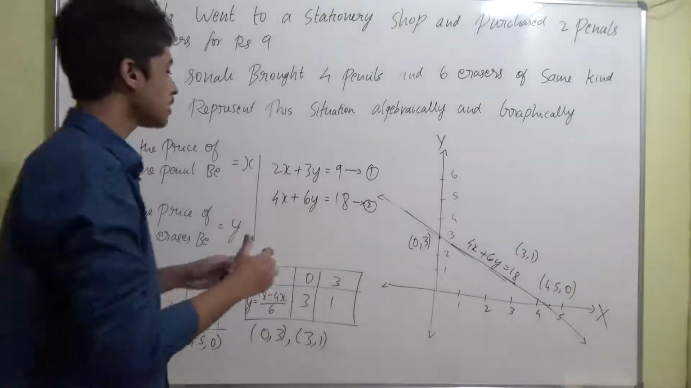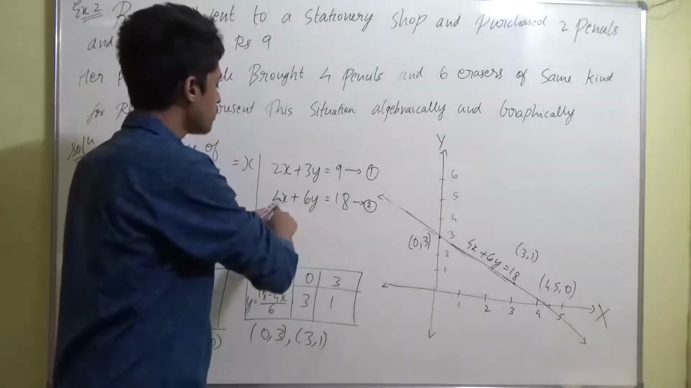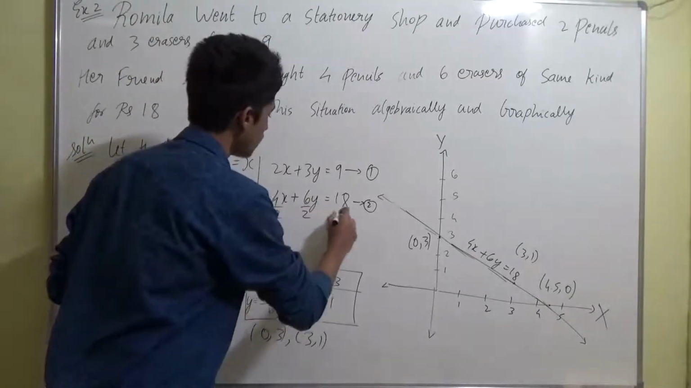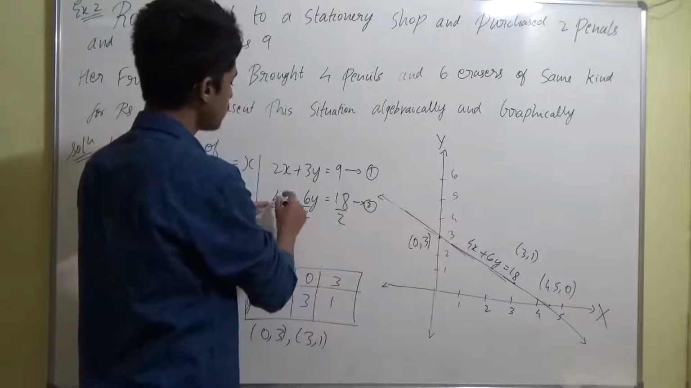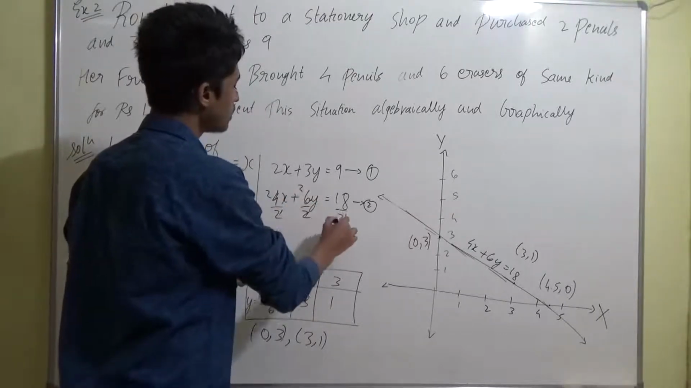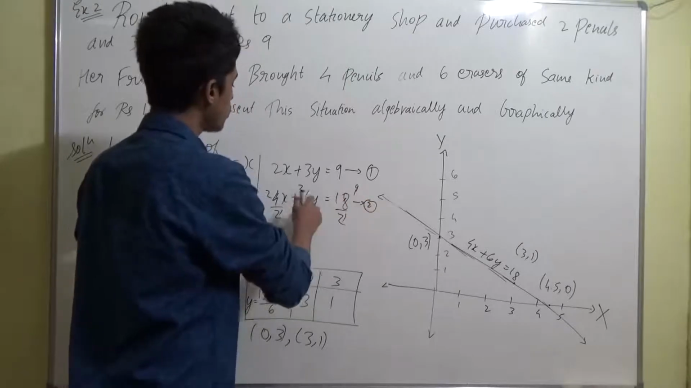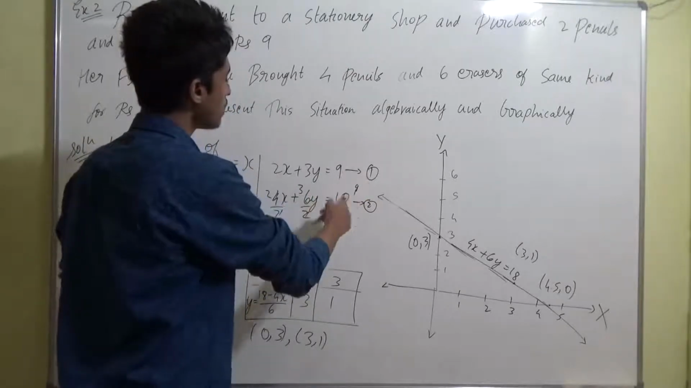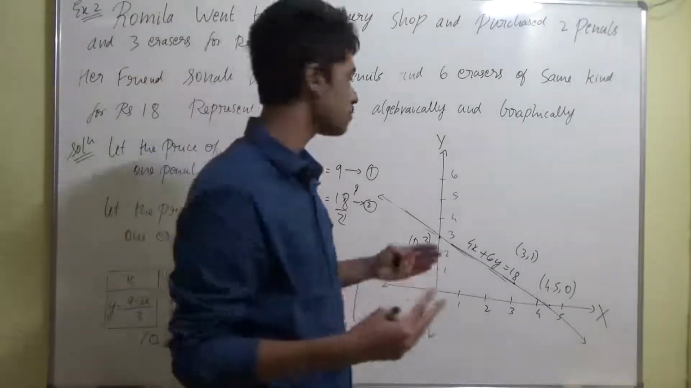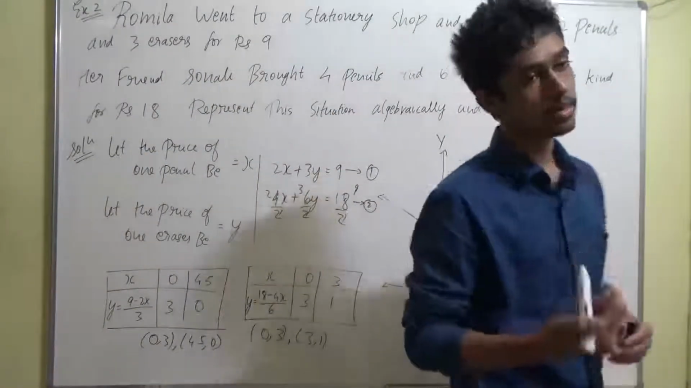So this means that both the equations are one and the same. For example, guys, if you divide the second equation by 2 everywhere, you are going to get 2x, it gets cancelled and you will get 3y, and this gets cancelled and you will get 9. It's going to become 2x plus 3y plus 9, which is nothing but equal to equation 1.